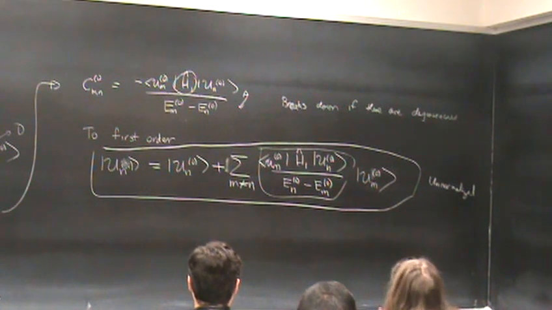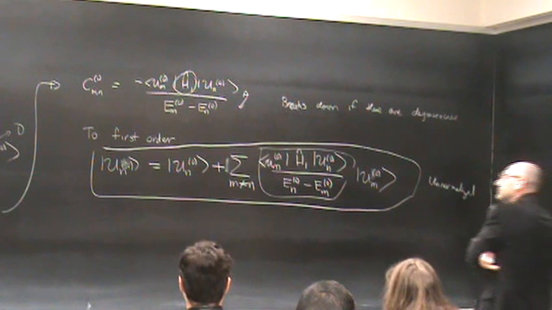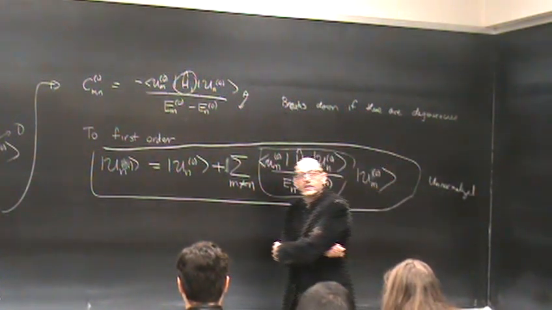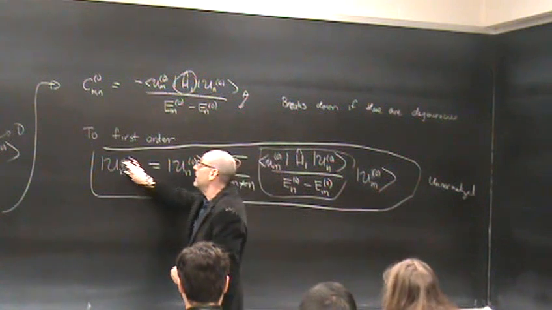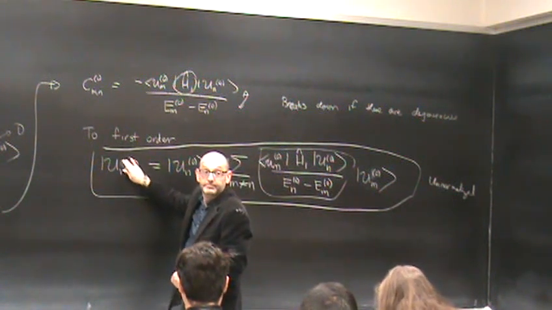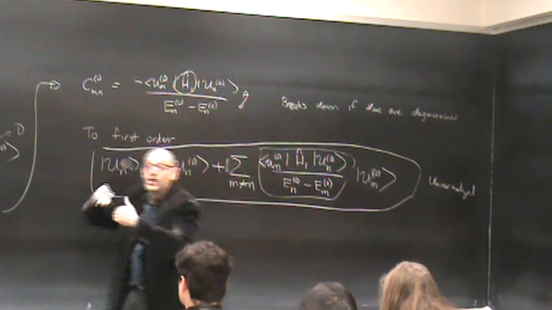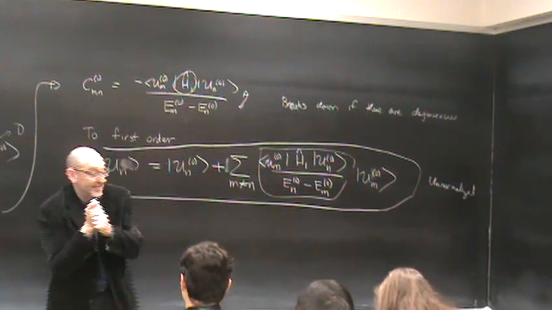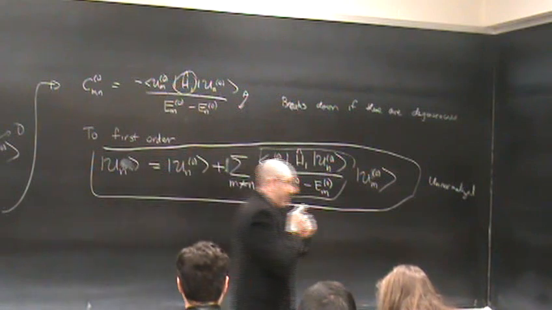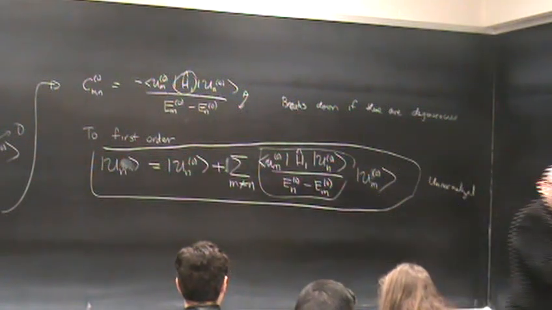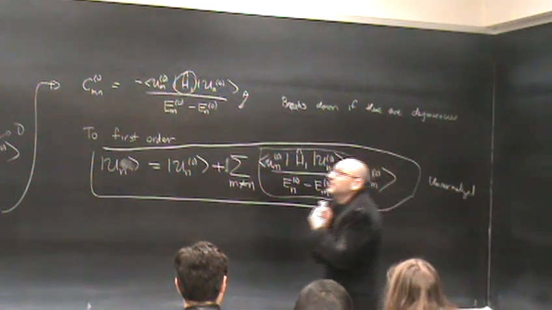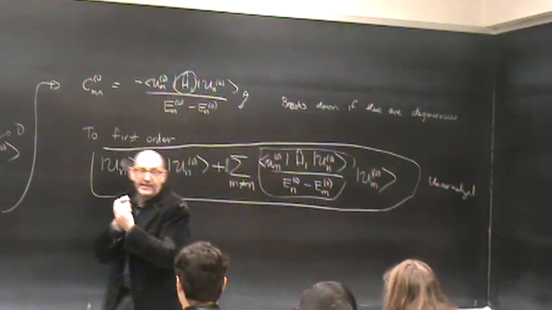Would going to second order perturbation help alleviate this problem? No, it just doesn't converge. You want this to be a small parameter, and if it's not, then second order is even bigger. Okay, so we have to do something different. We'll come back to that probably next week.